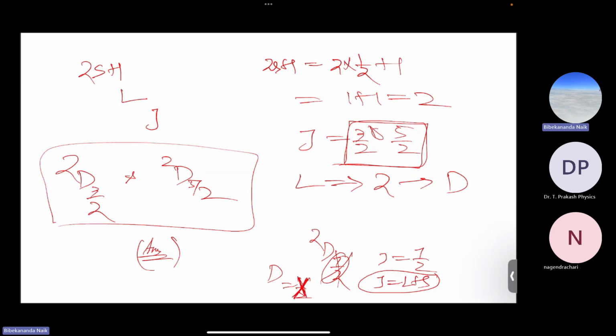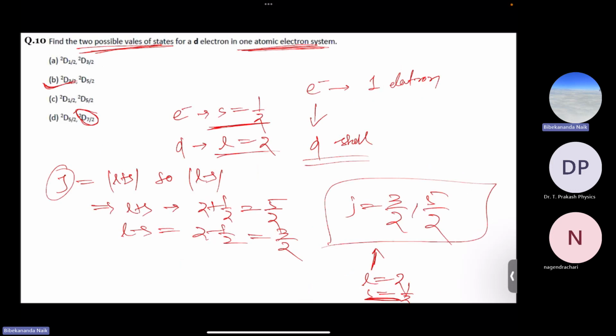Is this clear to everyone? Yes, sir. So this is not a valid expression. And we also know that the increment is always 1. Since here half is also present, it is not a valid spectroscopic term. So the correct option is option B, which is 2D 3 by 2.